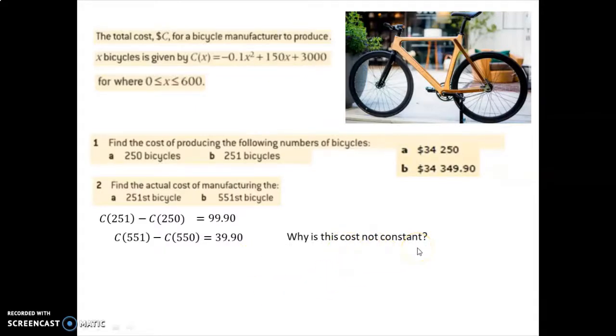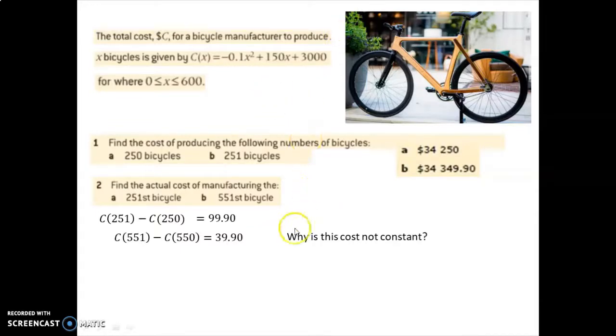Some answers to that: there's the mathematical answer, and that is when you look at this function, this is not a line. The only way the cost would remain the same is if we had a linear function, where everywhere you look on the line you have the same slope, because that's what represents the extra cost per extra unit. But this is not linear. This is a parabola, and a parabola has a curve to it. If you follow the curve, you notice it's curving downwards over time, and therefore the cost is going down over time. So that's the mathematical explanation.